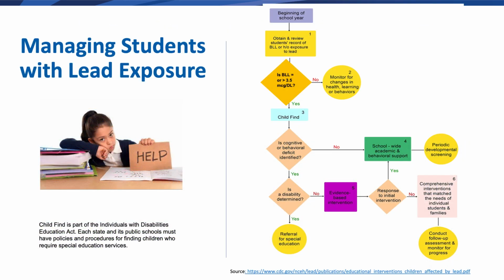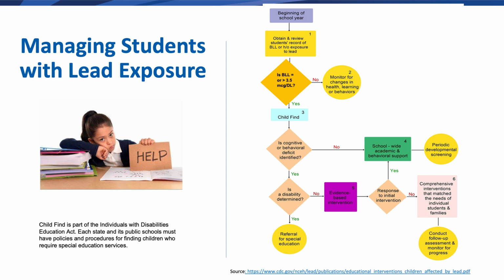How are we going to manage these students that have lead exposure? Each state and public school system must have policies and procedures for finding children who require special education services, and this flowchart will help you think about it. Is there someone in the school who should obtain and review students' records of blood lead level or history of exposure to lead? The school nurse? The principal? Anyone? There should be someone on the school staff who's responsible for looking at the health records and seeing if a child has a blood lead level of 3.5 micrograms per deciliter or higher.